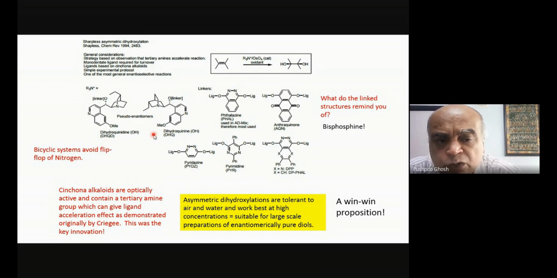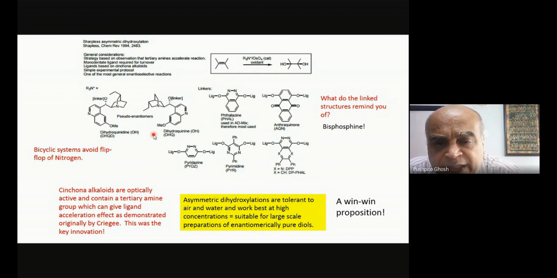But then, as I told you, it is not as if Sharpless used the cinchona alkaloid for the first time, that it had been used as early as 1912. But he applied it to a different set of reactions. That, of course, was the novelty of his work, rather than specifically the cinchona alkaloids.